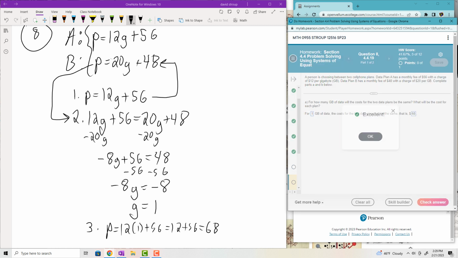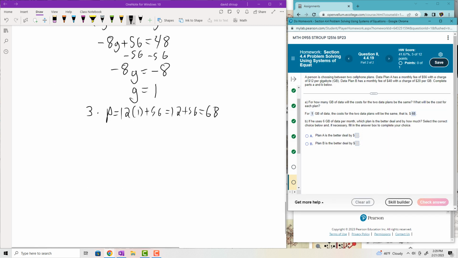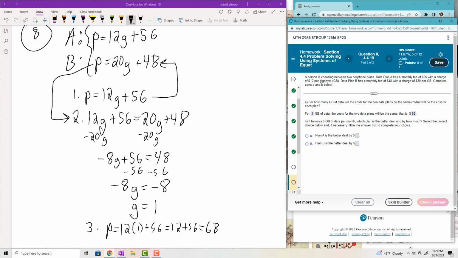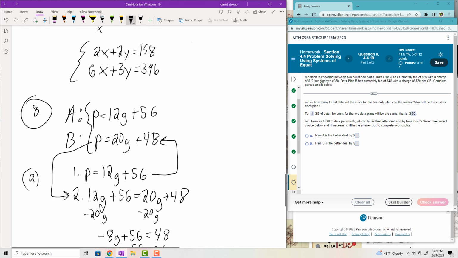That is ridiculous. If he uses 6 gigabytes data per month, which is the better deal and why? So this part B is just you plugging and chugging into the formulas for plan A and plan B. So part B, the price for plan A will be 12 times 6 plus 56. That should be 12 times 6 plus 56 on my calculator.